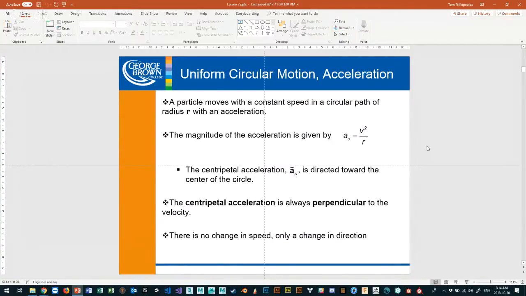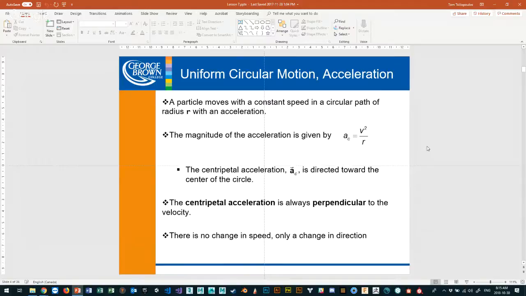So uniform circular motion, we talked about last time, where the centripetal acceleration is equal to v squared over r. That is the formula that you're going to need to understand the centripetal acceleration. Who remembers where the centripetal acceleration points to? Does anyone remember that? It doesn't say it on the slide.